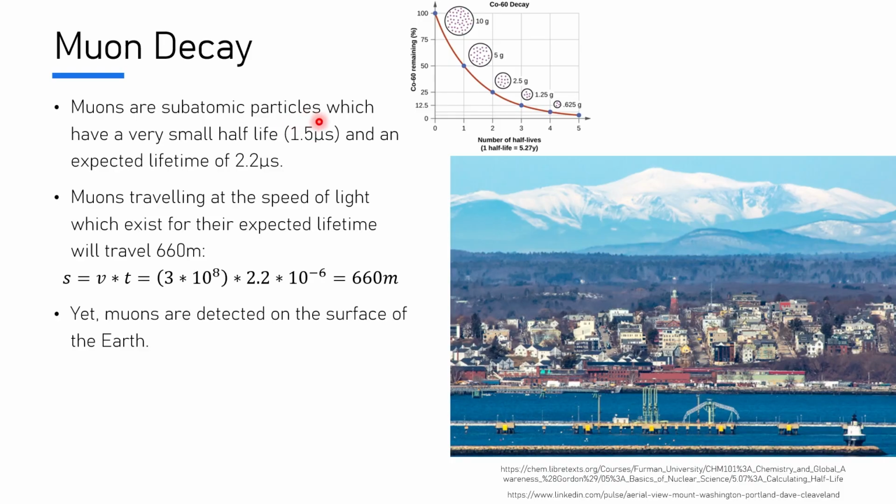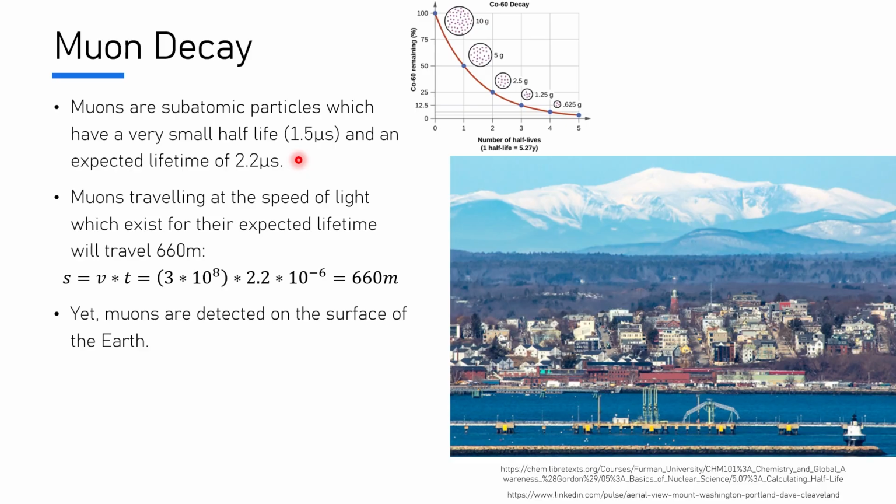It has a half-life of 1.5 microseconds. What that means is if I have a collection of muons, let's say I have 100, every 1.5 microseconds, half of those muons will essentially decay and no longer be muons. So in 1.5 microseconds, there'll be 50 particles left. In another 1.5 microseconds, there'll be 25 particles left. In another 1.5 microseconds, there'll be 12 or 13 particles left, and so on. What this means is that on average, a muon exists for 2.2 microseconds and then it's gone.